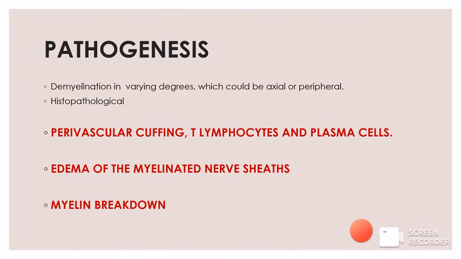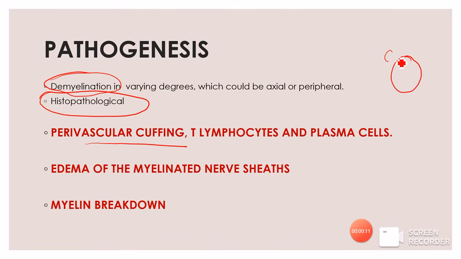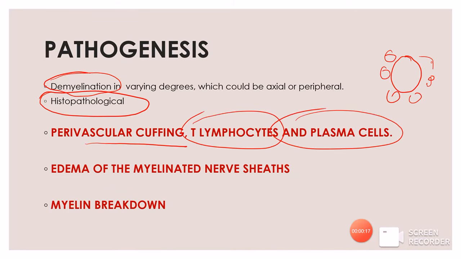So histopathologically, we are going to see demyelination, right? When we take a slide and look, we are going to see perivascular cuffing. That means there will be blood vessels, and around the blood vessels we are going to see cells. And what cells are those? T cells, B cells, and plasma cells. And I told you why these cells are coming, right? At the same time, because these cells are causing inflammation, it will lead to edema of the myelinated nerve sheaths, right?